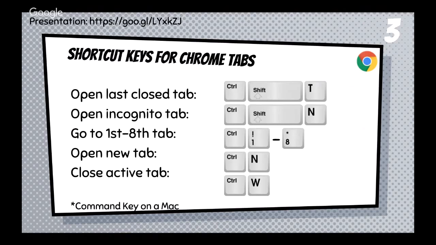Open a new tab, Control-N, and close your active tab. That's going to be your Control-W. And so that's a really helpful one too, a real time saver, especially for grading purposes. In a little bit, we'll give you some tips on Google Classroom and grading and so forth. If you're trying to close windows pretty quickly, that Control-W will do that for you.